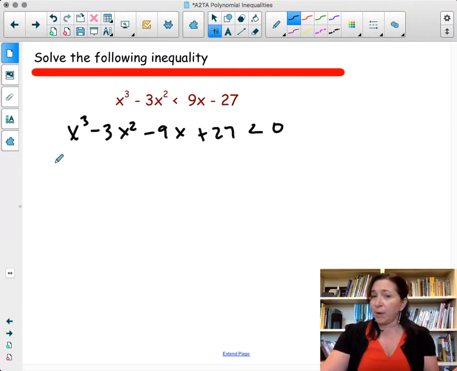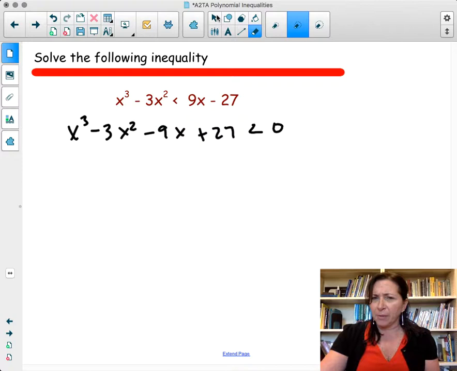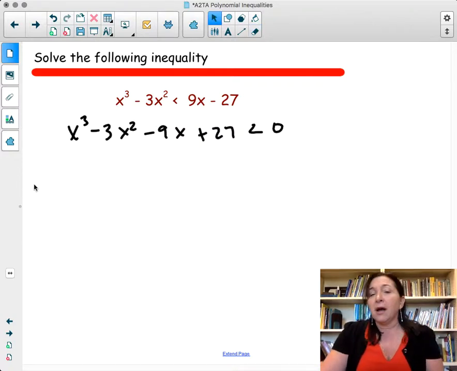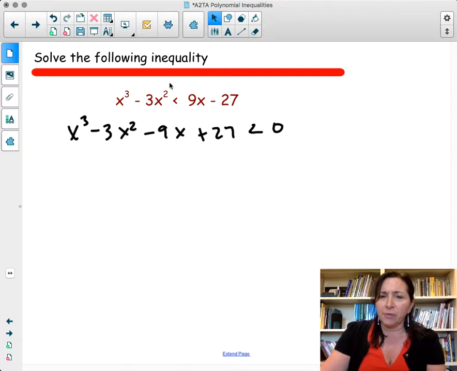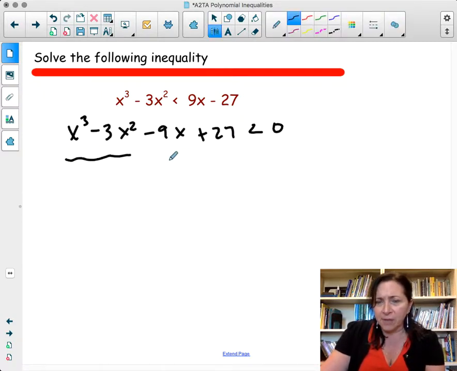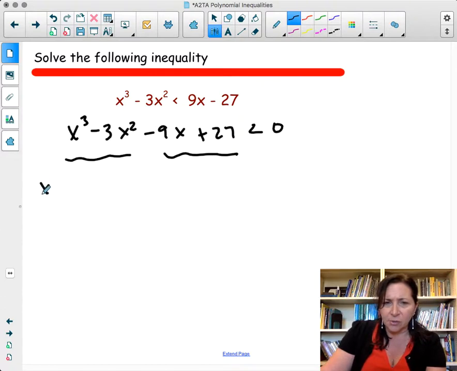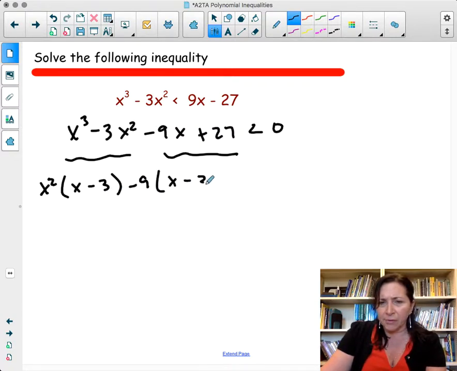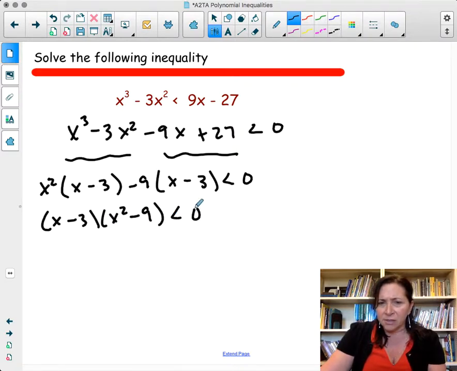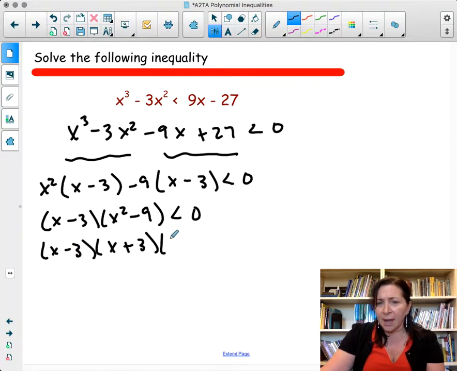This one we can do by factor by grouping. We can do synthetic division, but factoring by grouping for this problem is probably quicker. So I'm going to group the first two terms, and I'm going to group the last two terms. We take out an x squared and I'm left with x minus 3. I take out a -9, and I'll be left with x minus 3 again, which is what we want. We want that value to be the same. So we take out an x minus 3. We have left x squared minus 9 less than 0. And that factors again, x minus 3 times x plus 3, and again x minus 3.